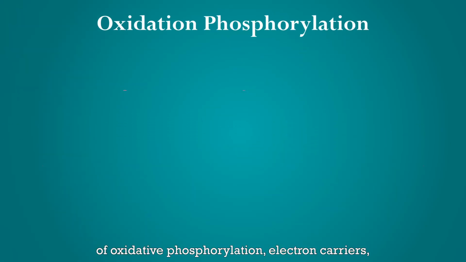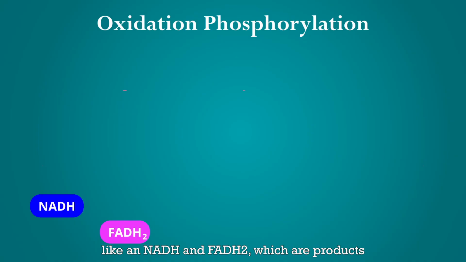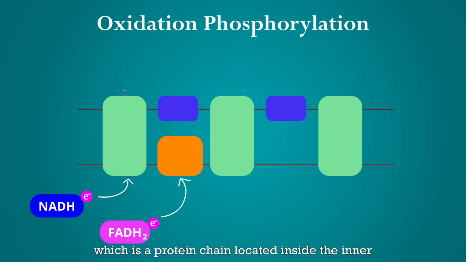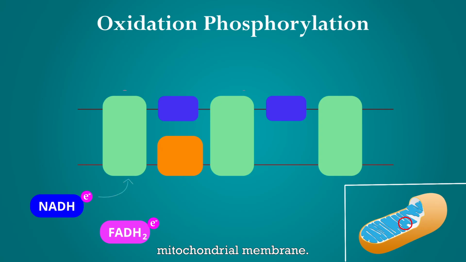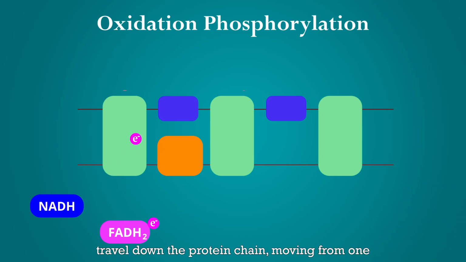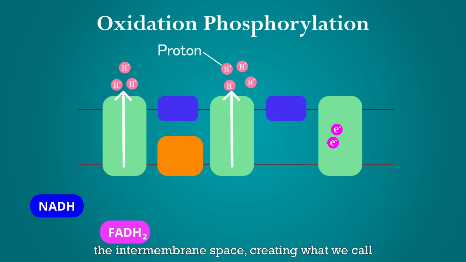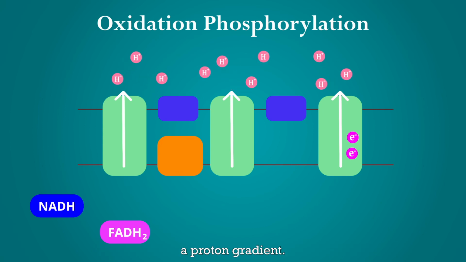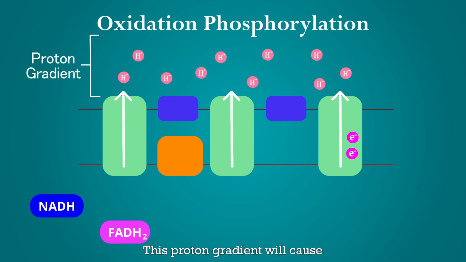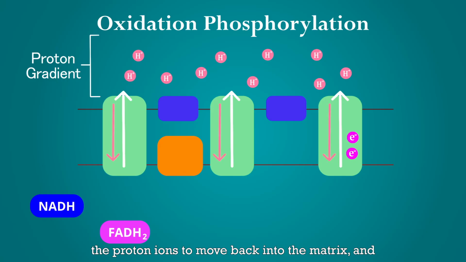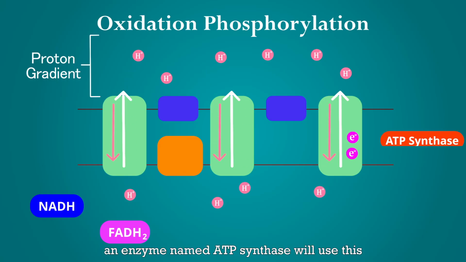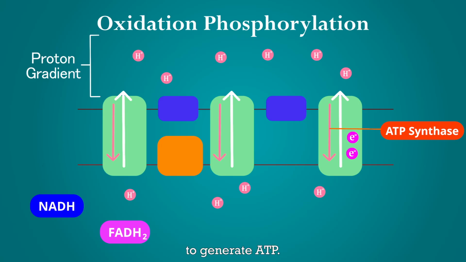Inside the process of oxidative phosphorylation, electron carriers like NADH and FADH2, which are products of the citric acid cycle, will donate electrons into the electron transport chain, which is a protein chain located inside the inner mitochondrial membrane. As these electrons travel down the protein chain, moving from one molecule to another, it pumps proton ions into the intermembrane space, creating what we call a proton gradient. This proton gradient will cause the proton ions to move back into the matrix, and an enzyme named ATP synthase will use this movement to generate ATP.